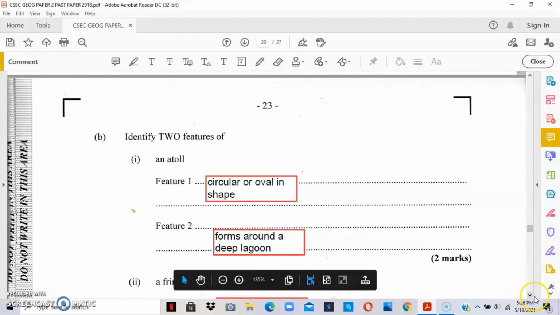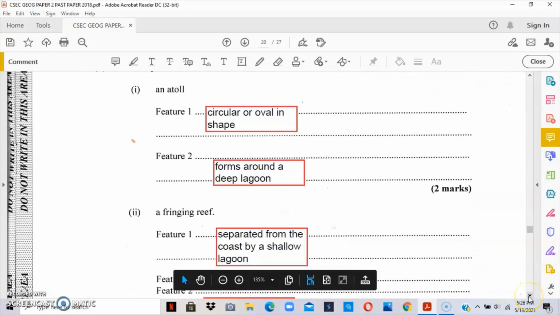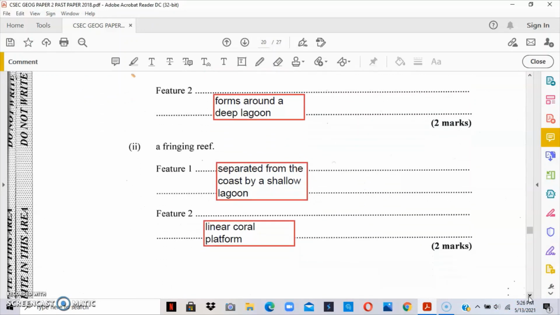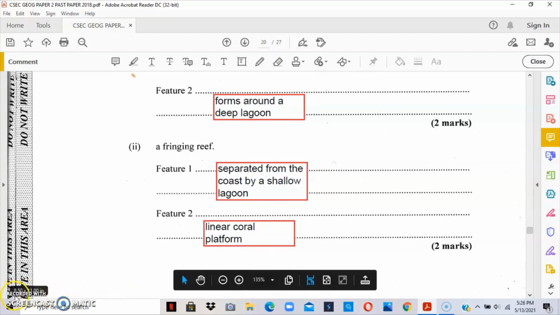Now part B of this question, or part 2, wants us to identify two features of a fringe reef. A fringe reef is a shallow water reef that runs roughly parallel to the coast. Two features are that the fringe reef is separated from the coast by a very shallow lagoon, and it has a linear coral platform, hence the reason it is located parallel to the coast.